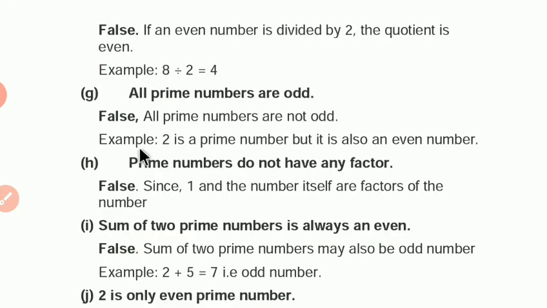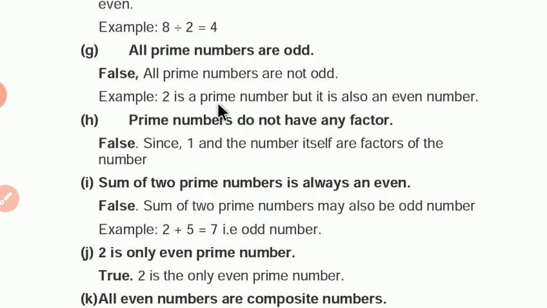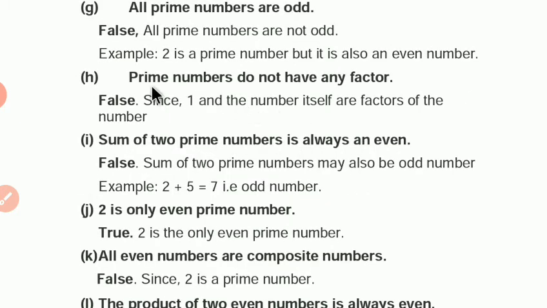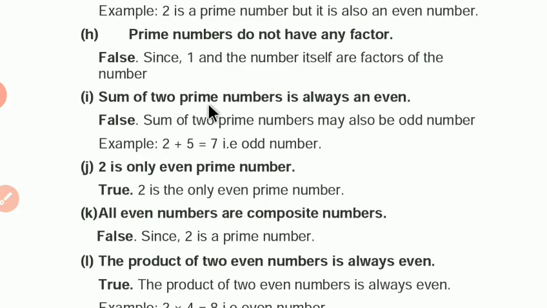Then, all prime numbers are odd. It is false. We know that 2 is a prime number which is an even number. So all prime numbers are not odd. Next, prime numbers do not have any factor. We know what the definition of a prime number is: it has 2 factors. So false, since 1 and the number itself are the factors of the number. It means a prime number has 2 factors.